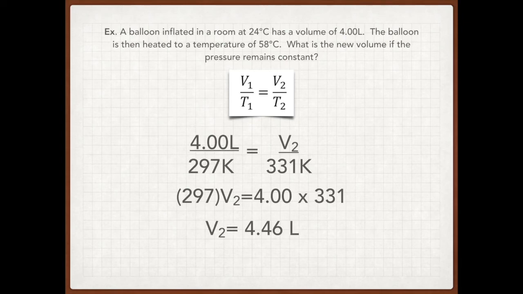The important thing for you to remember, even though the Celsius temperature has 2 significant figures, is that since I'm adding 273, I'm going to base my significant figures off of the Kelvin temperature, not the Celsius temperature. Okay?